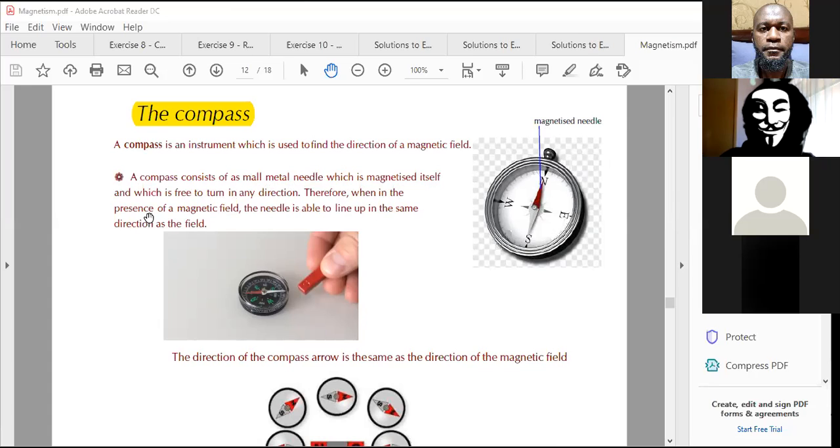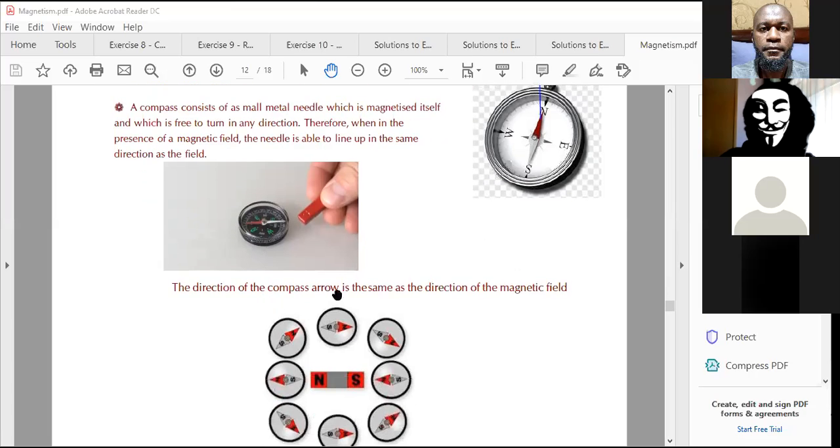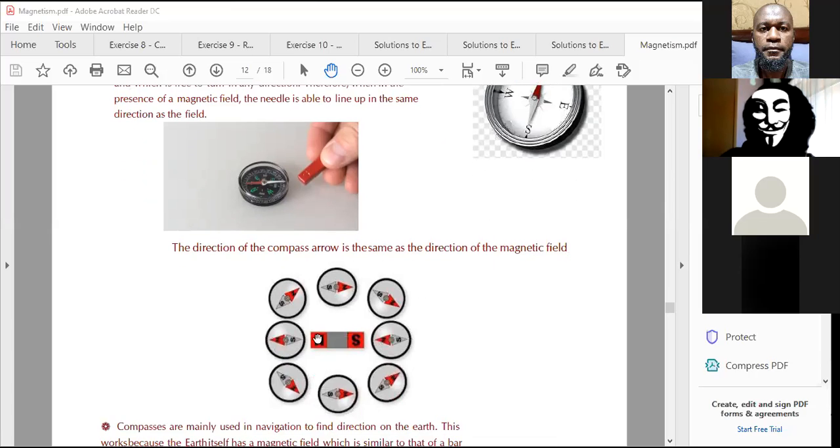Therefore, when in the presence of a magnetic field, the needle is able to line up in the same direction as the field. So if you bring a magnet closer to a compass, it's going to move and become aligned. The direction of the compass arrow is the same as the direction of the magnetic field. So if you put a compass around a bar magnet, the needle is going to align according to the magnetic field of that particular magnet.